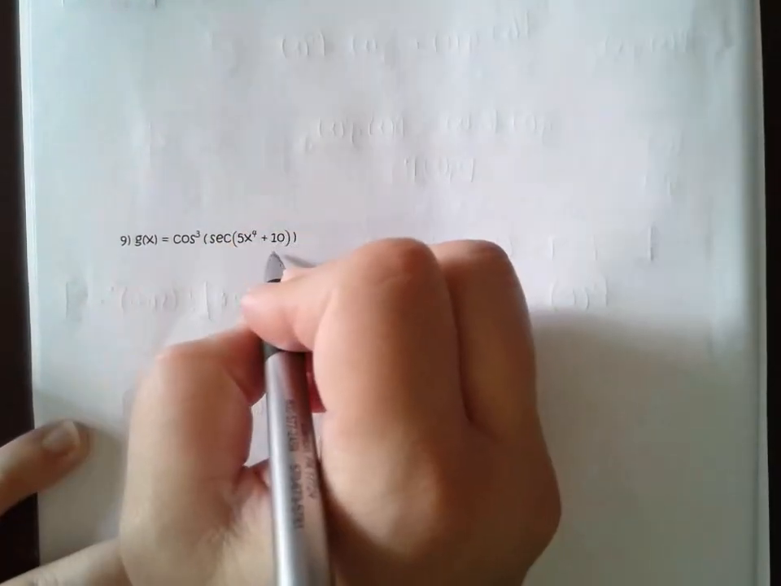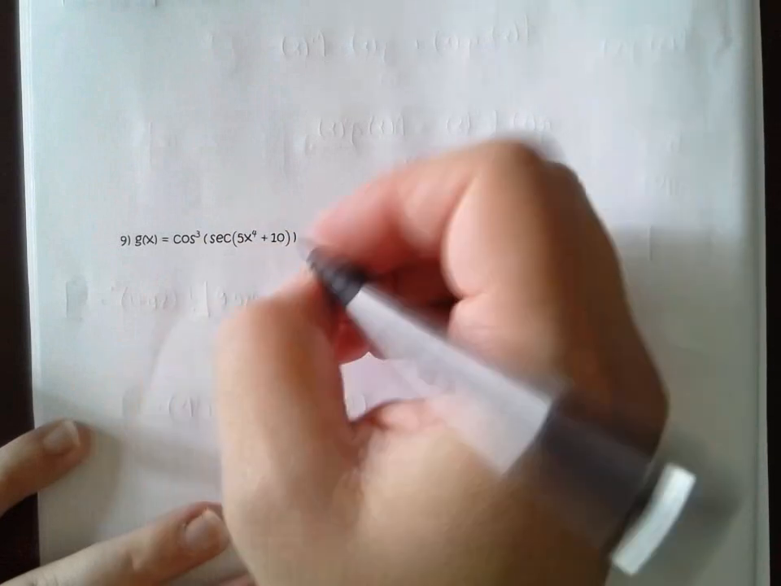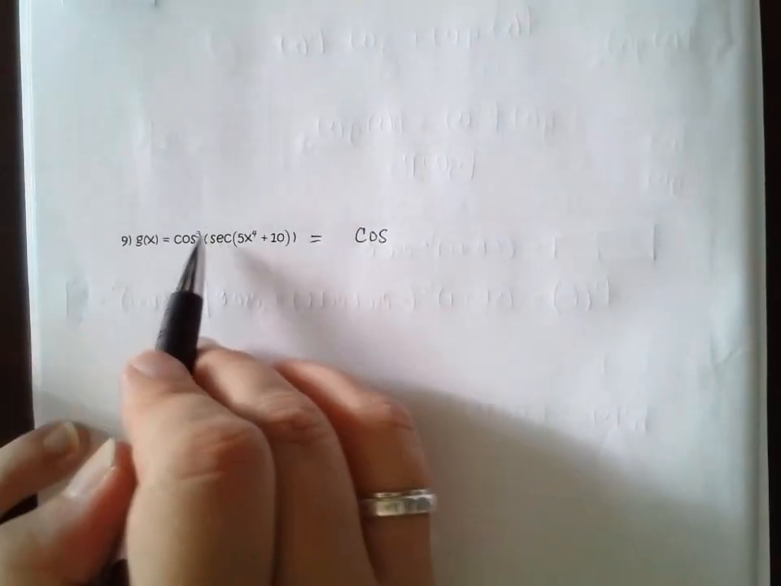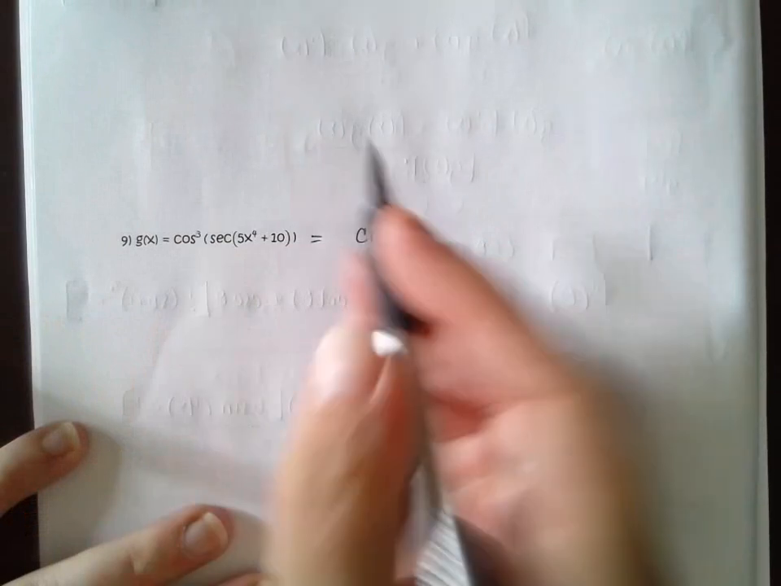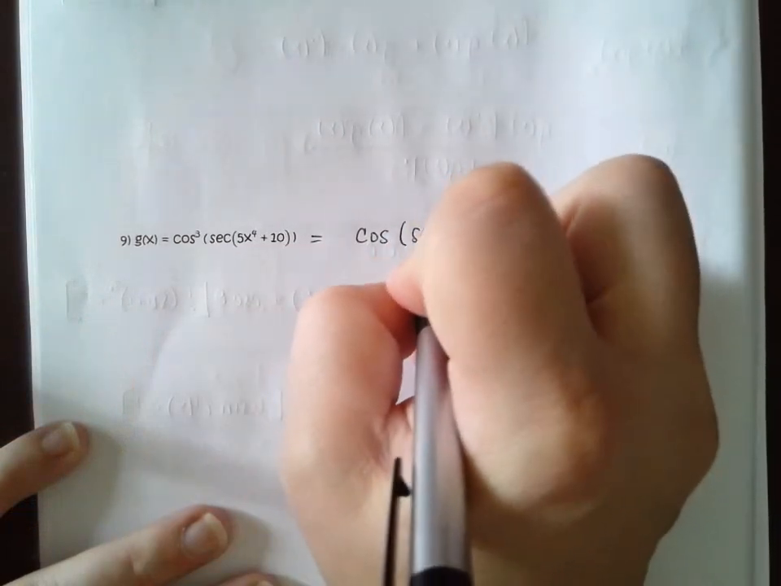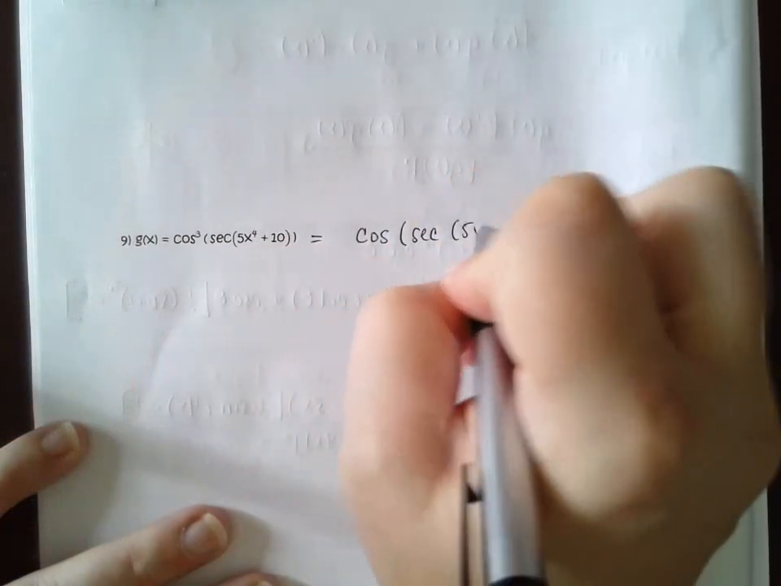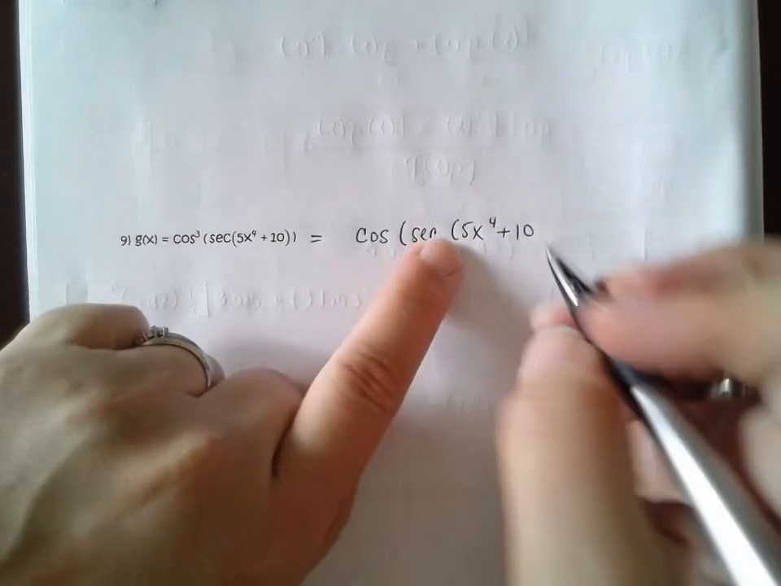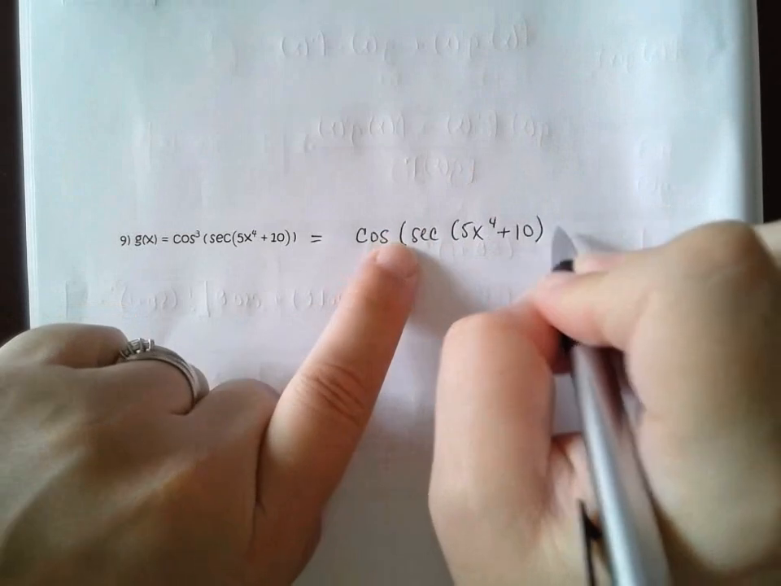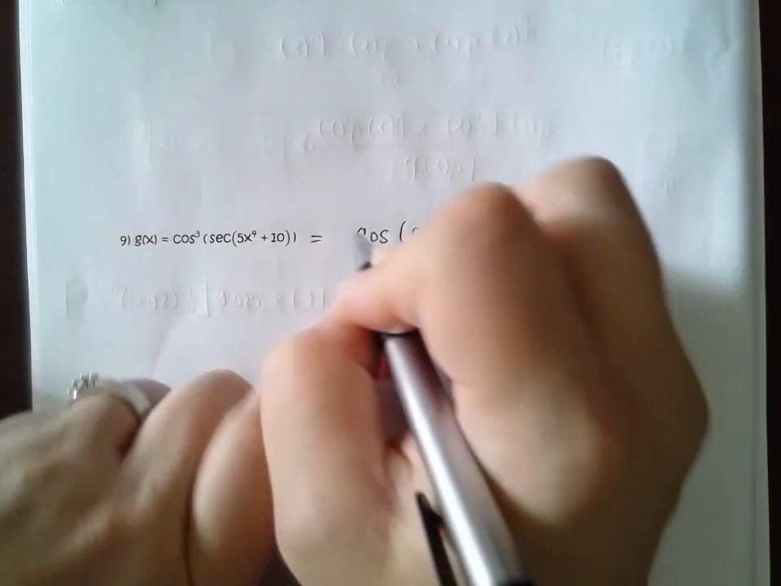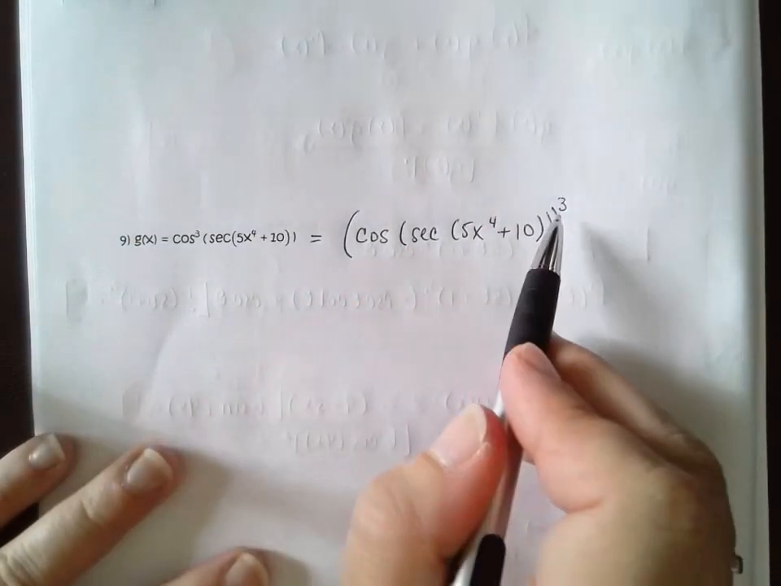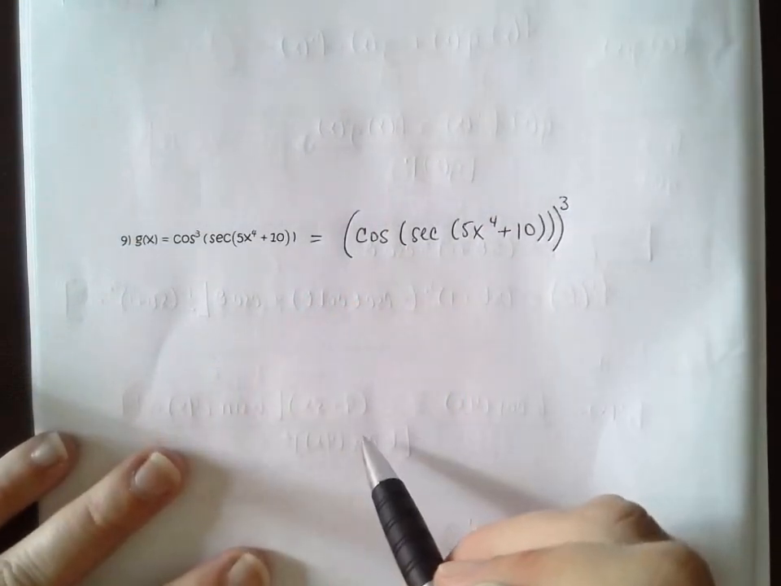This one is very complicated, but it's extremely important that you understand. I'm going to rewrite it as cosine. And remember, if this is cosine cubed, it means the cosine function is cubed. Cosine of what? Cosine of secant of 5x to the fourth plus 10. This parenthesis needs a second. This parenthesis needs a second. And it's the cosine that's cubed. Follow these parentheses to know what part you are in the journey.